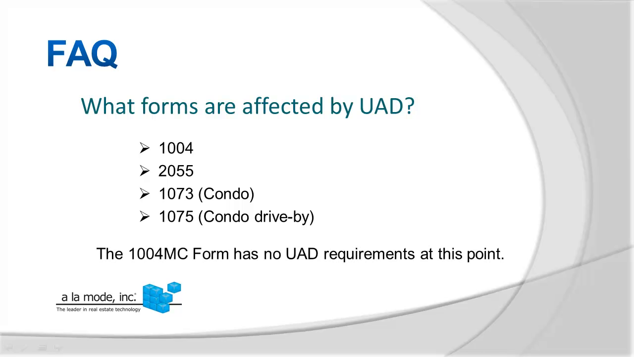In particular, that MC form, there are no UAD requirements at the moment. It could be that the GSEs come back in the next few years and create some UAD requirements for other forms. I, for one, would expect maybe the income form, maybe the manufactured form would make sense, I think, and then the MC form as well, to have some UAD requirements. But for right now, you're spared from any further hassle with that MC form. So a little bit of a silver lining there. Just these 4 forms.